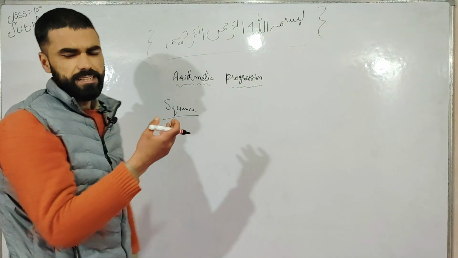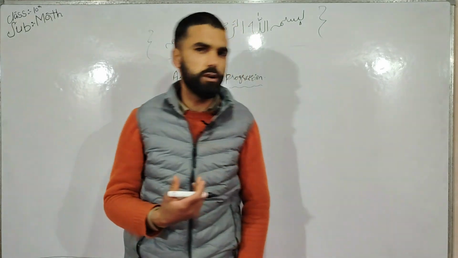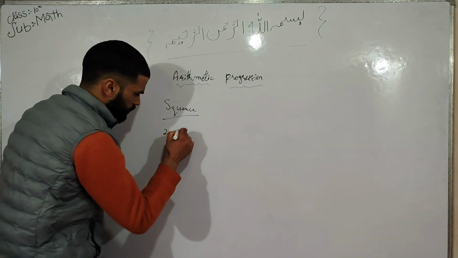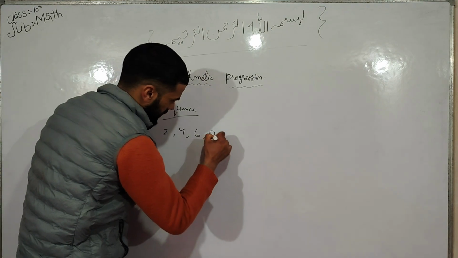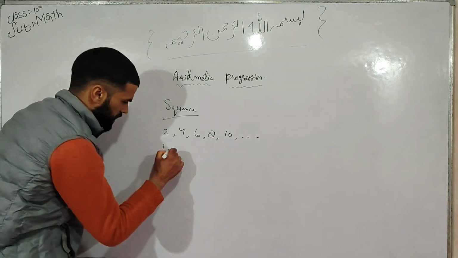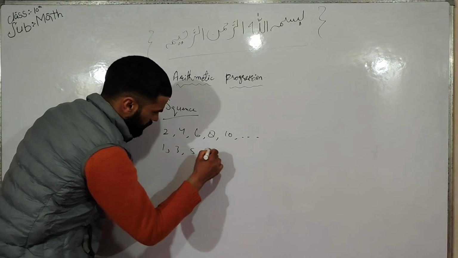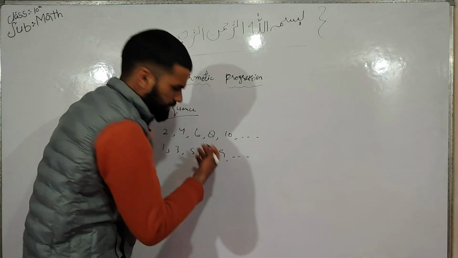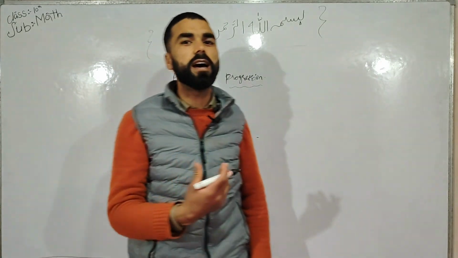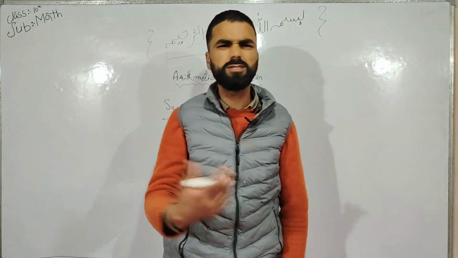So a sequence is just an arrangement of numbers in a definite order according to some rule. For example, if we have 2, 4, 6, 8, 10 and so on, this is a sequence. And we have 1, 3, 5, 7, 9 and so on. This is another sequence. So a sequence is just an arrangement of numbers in a definite order according to some rule.